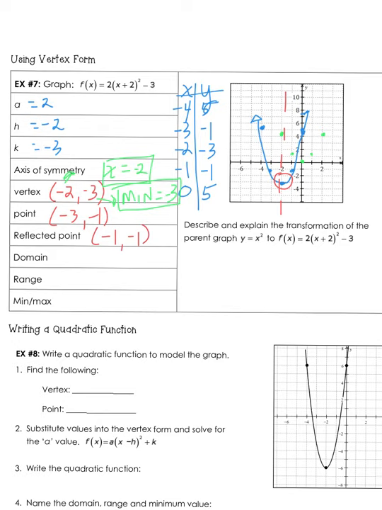The domain is -infinity to +infinity. And your range, your smallest range value is right here at -3, and it goes up from there. So -3 to +infinity. So remember this minimum tells you that the smallest y value is -3, and it goes to infinity.